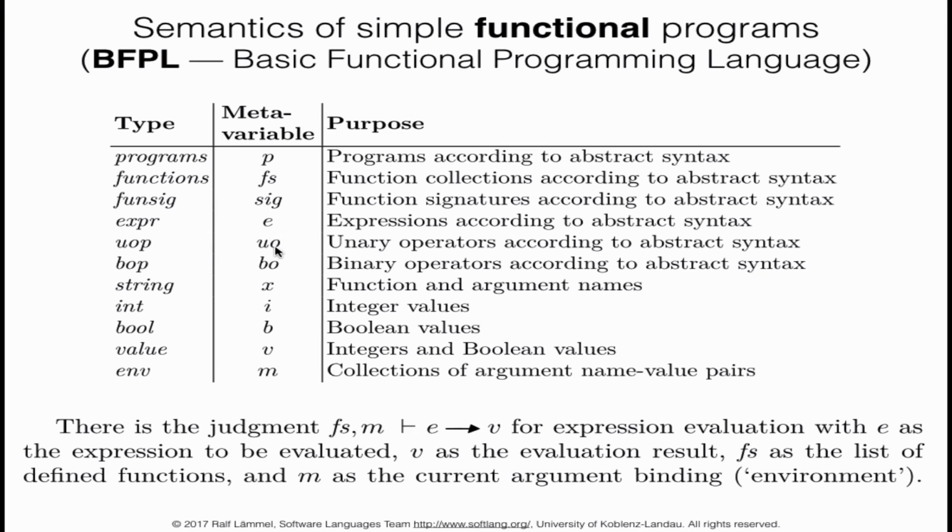And the right hand side of a function is an expression. Just like in BIPL, we have operator symbols, and here we have argument names and function names, x. We have integers, booleans, values, and environments. These are collections of argument name value pairs. So the central judgment is that we have an expression and we evaluate to a value, but we might see some argument bindings m, and we might also see the function definitions in case we apply them within e.